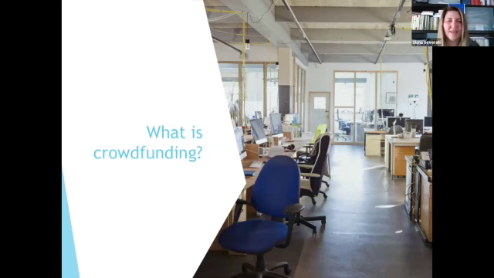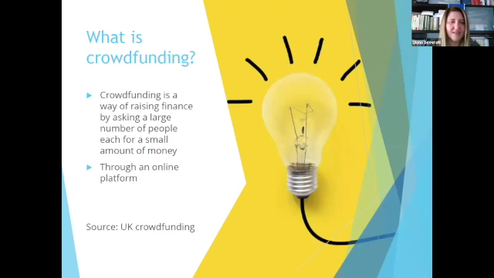What is crowdfunding? I have a definition from UK crowdfunding. Crowdfunding is a way of raising finance by asking a large number of people, each for a small amount of money. How does it happen? Through an online platform. This is a characteristic of this way of raising funds.